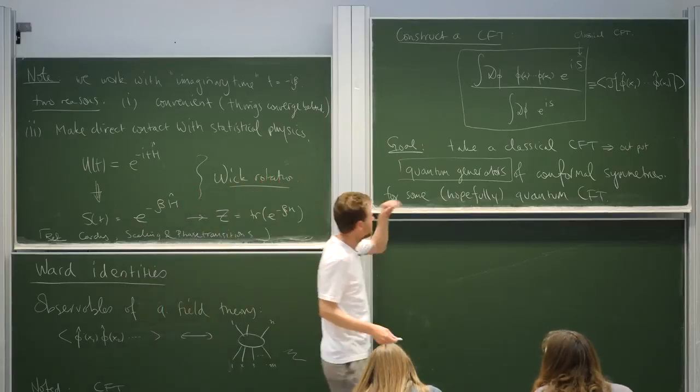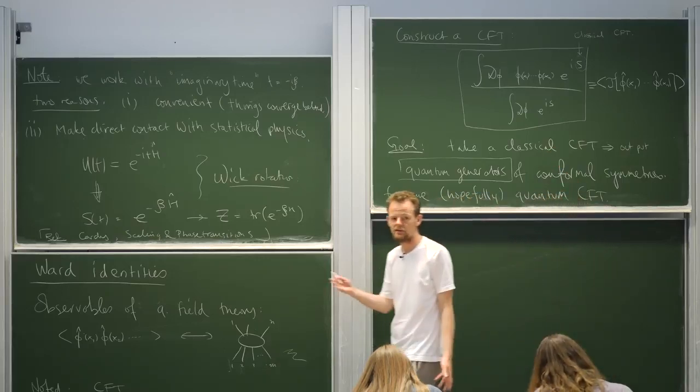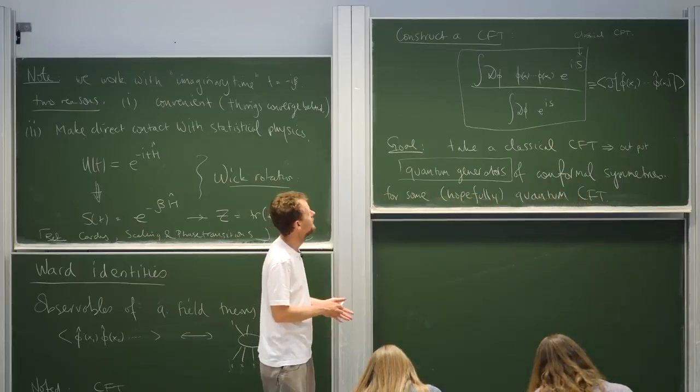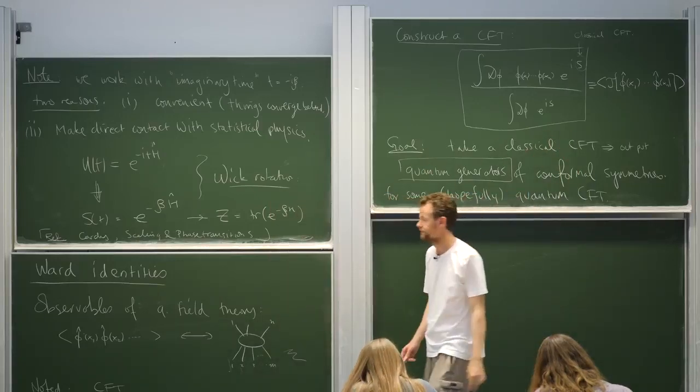So when you do Wick rotation, all your path integral formulae change slightly. If t goes to minus i beta, then this path integral up there, we lose the i and we get a minus sign.